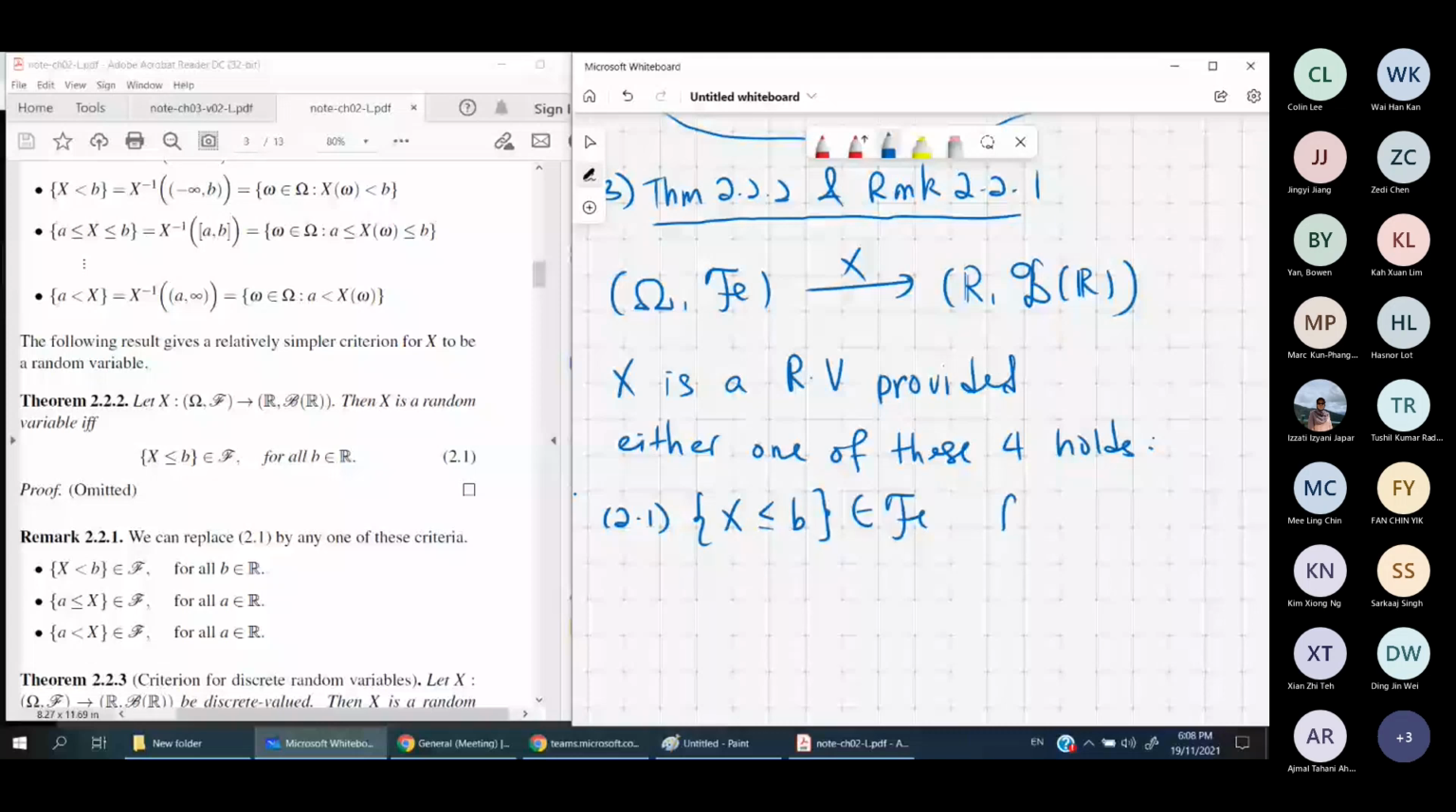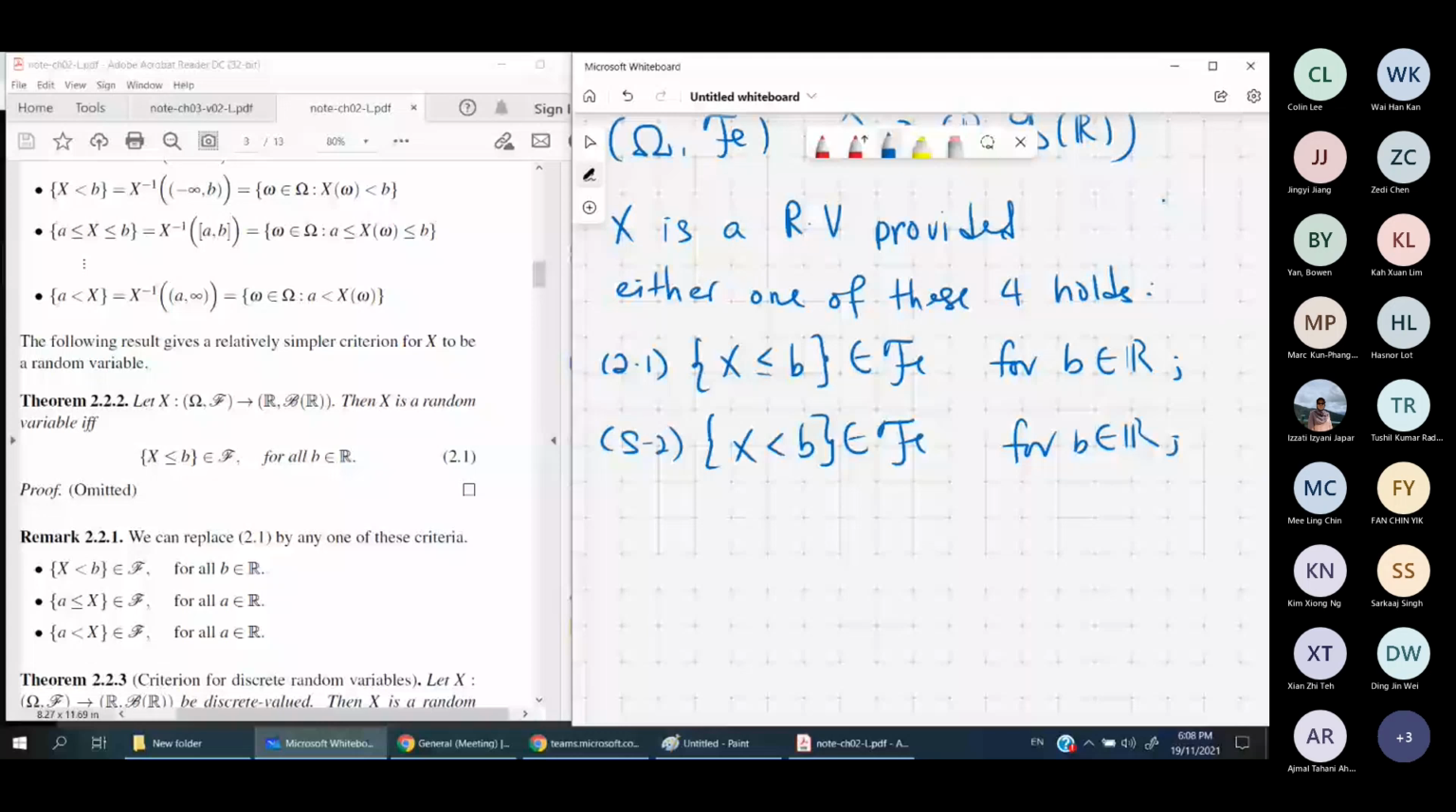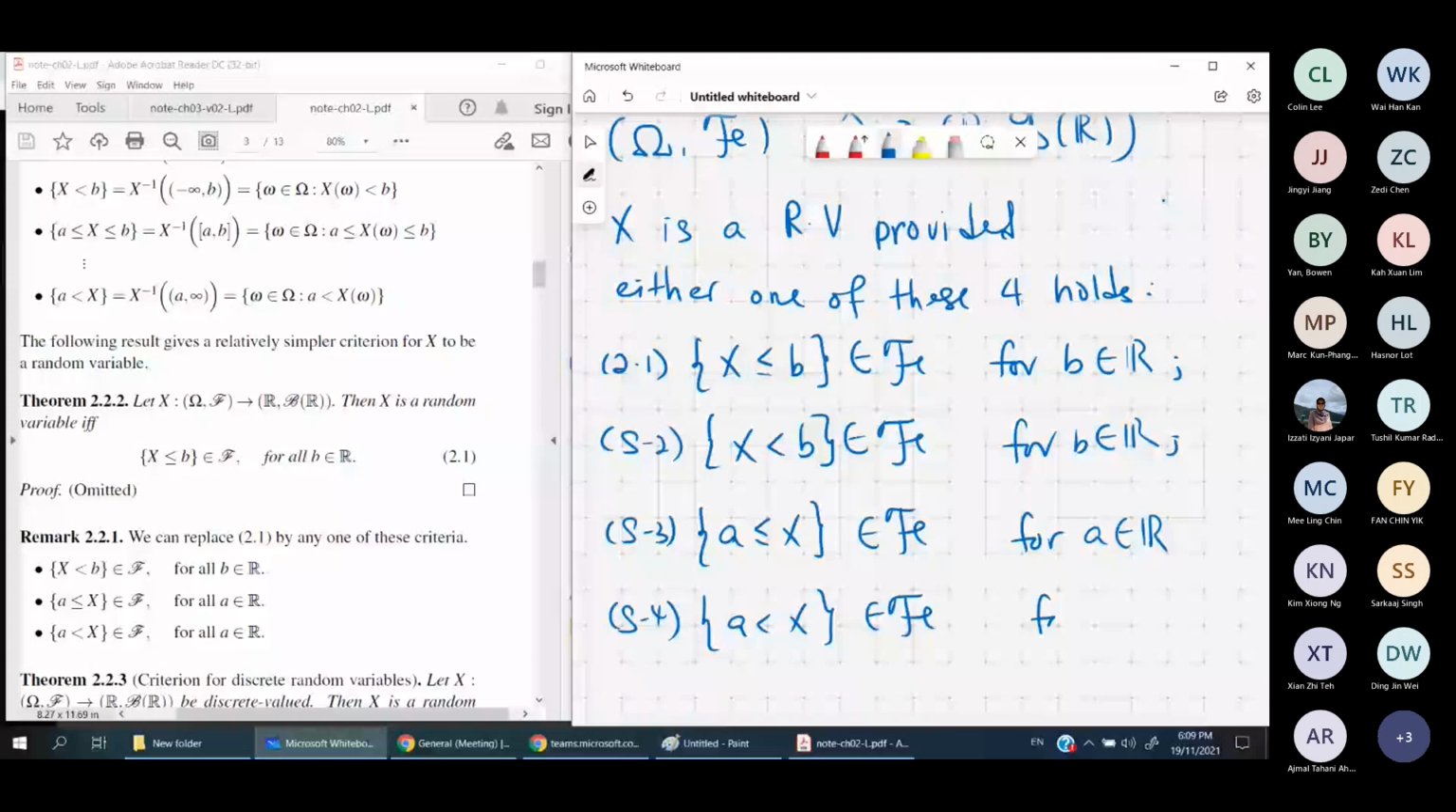Alternatively, maybe I shall put a label S2 for this one. Instead of X less than or equal to B, we can take the preimage X strictly less than B. Either one of it. So we can either take 2.1 or S2, or we can also take this: X is greater than or equal to A, so the preimage for this interval is an event for all A. Or we can take this: X is strictly larger than A. We can take either one of them. So you can stick with the first, the second, the third or the fourth one, depending on the function that we wish to consider.